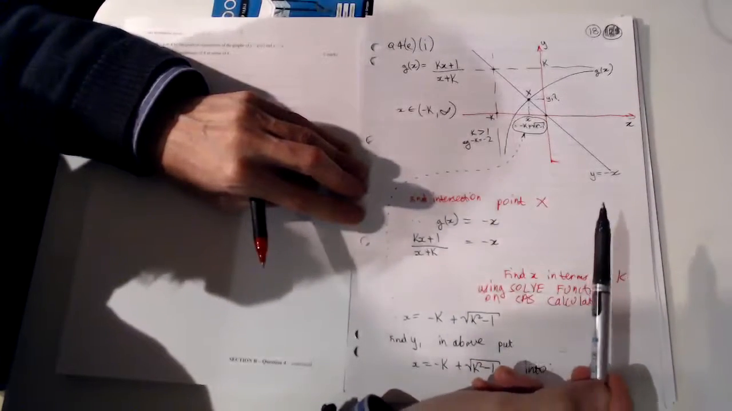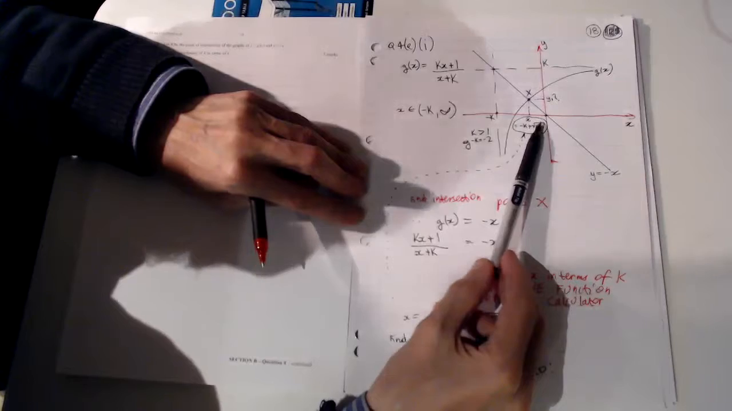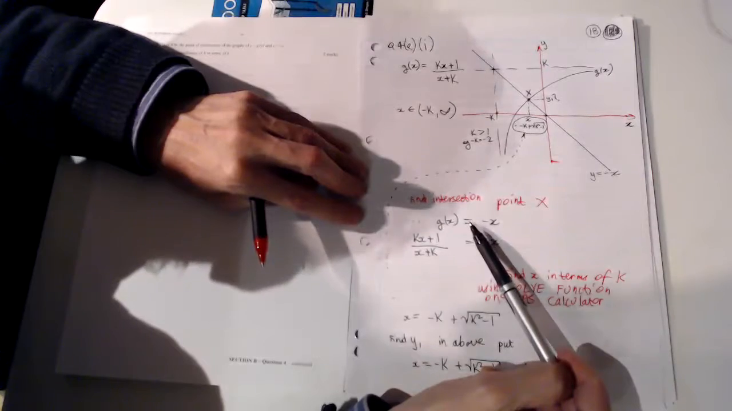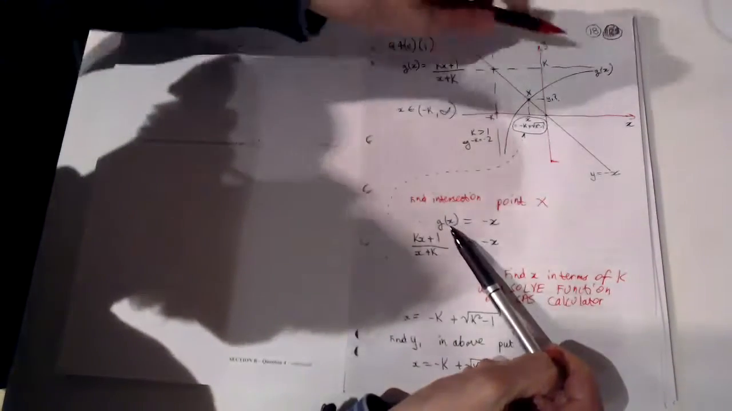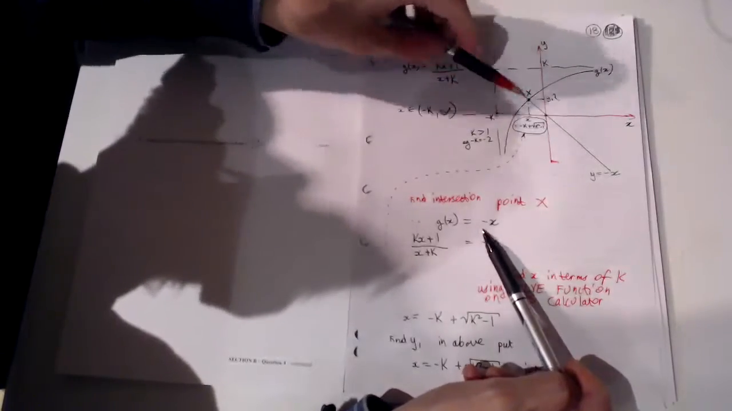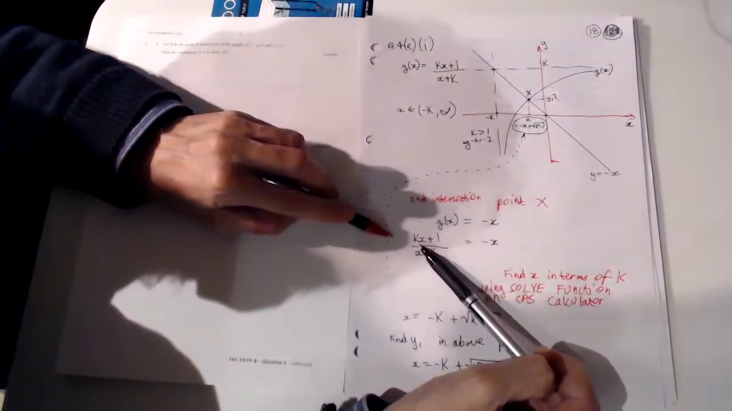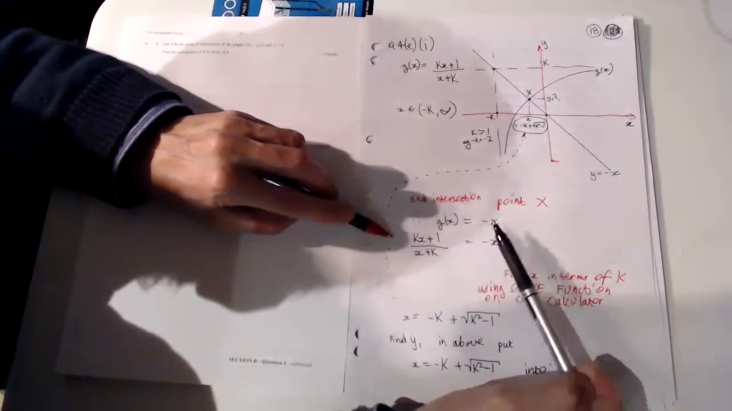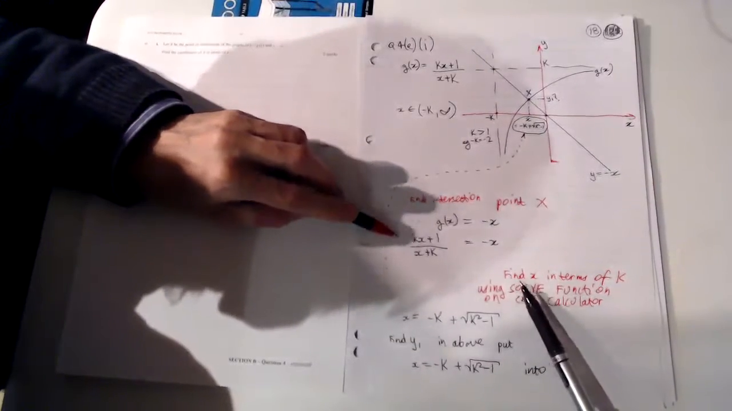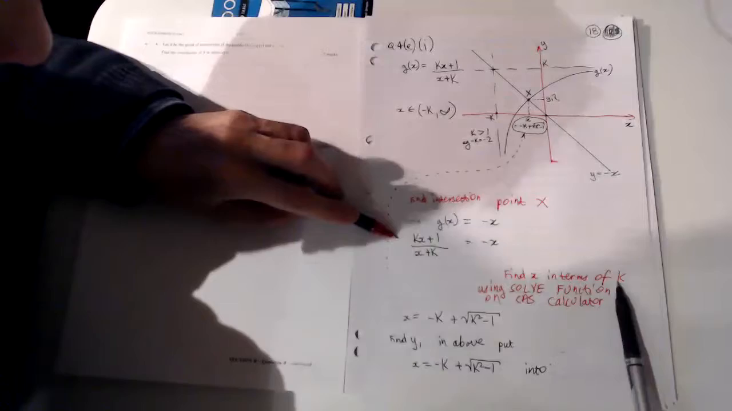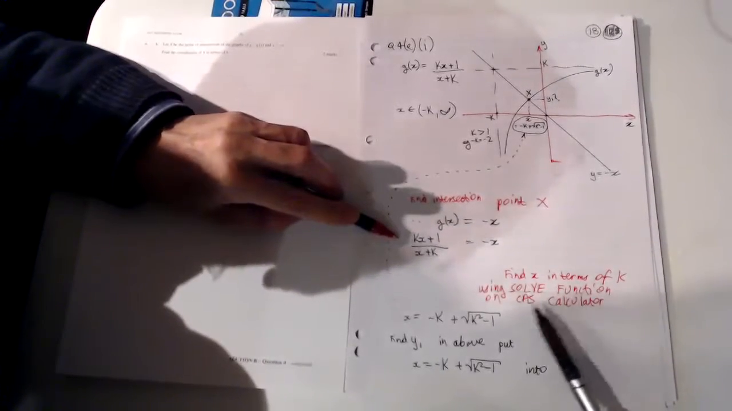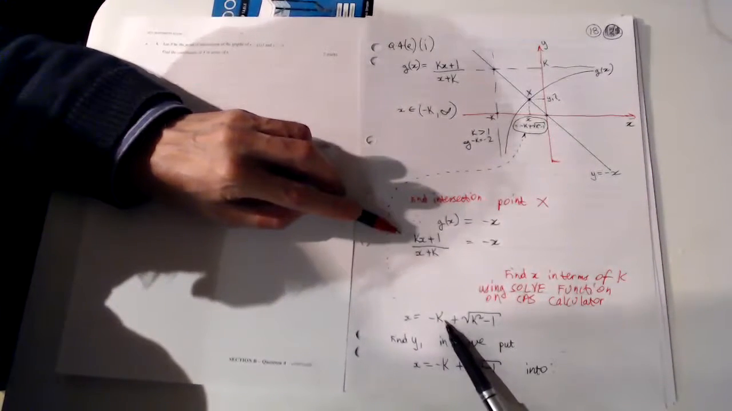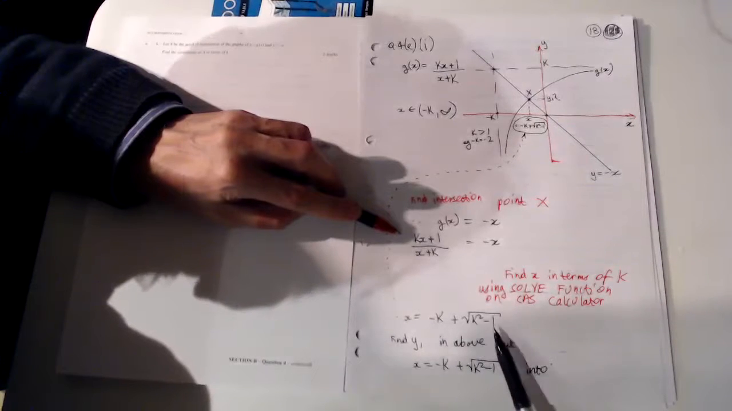Well, like you should know, to find the intersection between two curves, you've got to equate them. So therefore, g(x) equals negative x. What's g(x)? Like they say in the question, it's (kx plus 1) on (x plus k). And that's equal to negative x. Then you can find x in terms of k by using the solve function on the CAS calculator. And when you do that, you're going to end up with x equals negative k plus square root of k squared minus 1.